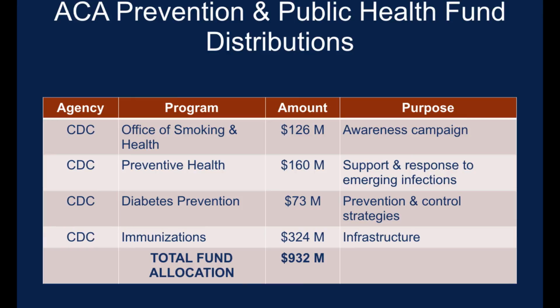So remember how much is spent on health and Medicare? 27% of the federal budget, which is over $1 trillion. How does $932 million compare for prevention and public health? If you do the math, it's not even close to 1%.